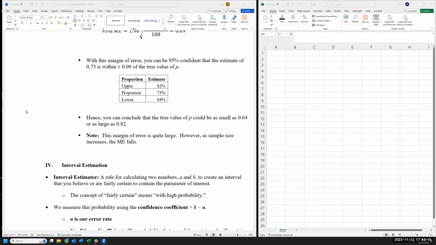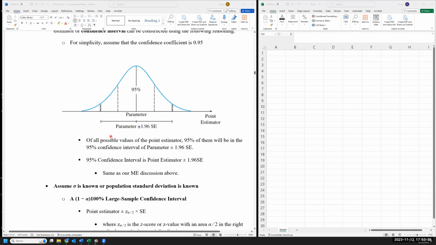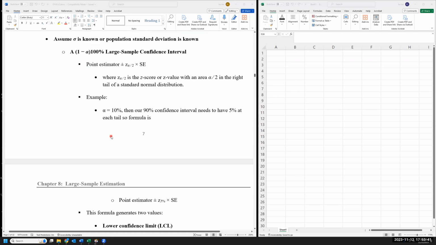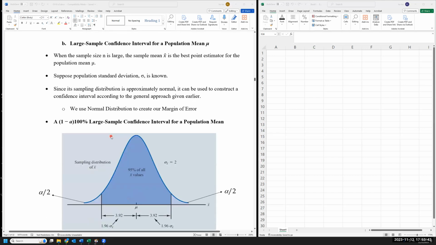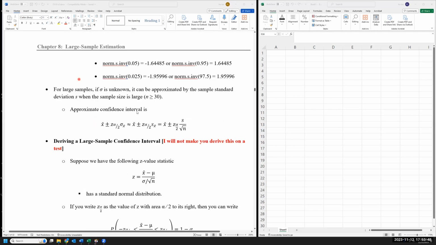Okay, this is part 2 of chapter 8's lecture. In part 1, we learned about point and interval estimation of the mean and proportion. What we will do now is learn about point and interval estimation for the difference in the mean and the difference in the proportions. So let me go to that.